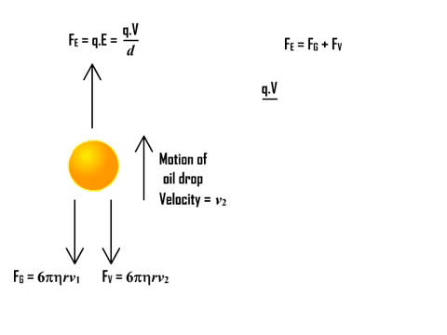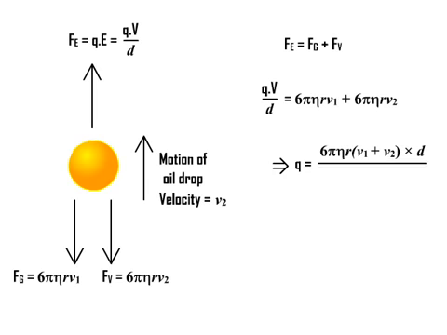Therefore Q times V by D equals 6 pi eta r v1 plus 6 pi eta r v2, which implies Q equals 6 pi eta r (v1 plus v2) times D divided by V. So in either case Q can be calculated.